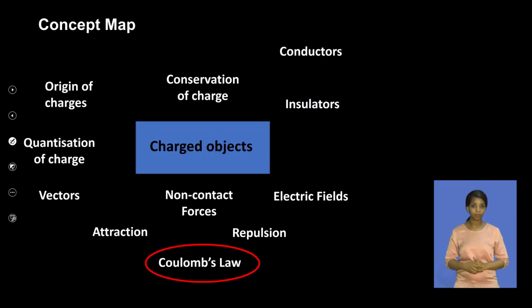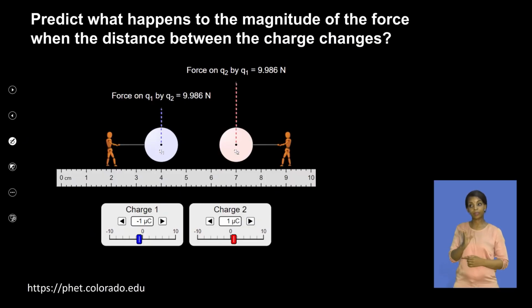Now, we have a scenario here which says predict what happens. So it's all about predictions. Predict what happens to the magnitude of the force. The electrostatic force in this case still remains our dependent variable. We're going to change the distance between the charges. Now the distance is our new independent variable. The magnitude of the charges will remain constant. The only thing that we're changing is the distance.